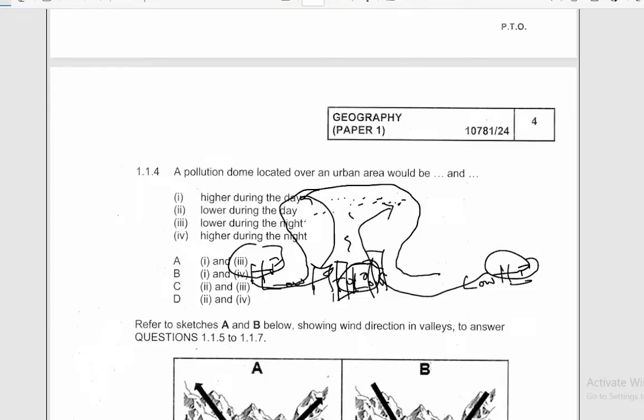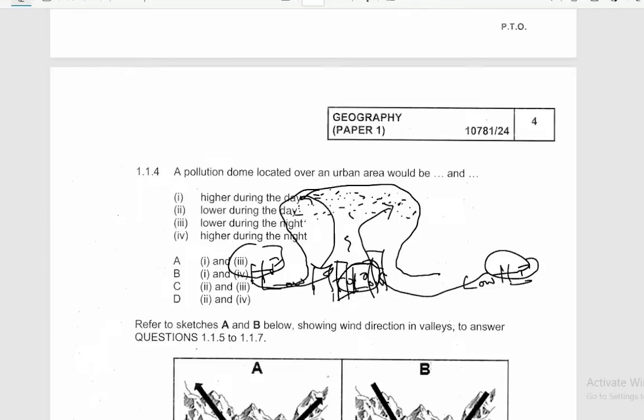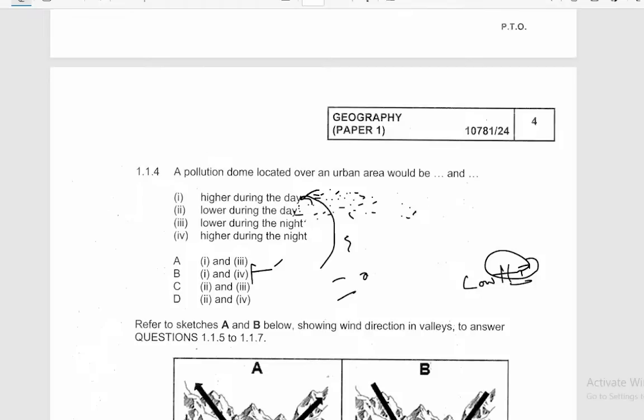Remember, the pollutants are coming from the industrial activities happening in the urban area. But as incoming air converges into the urban area, it tends to uplift these pollutants and they are elevated into the upper atmosphere. That is why we have the pollutants being scattered up in the atmosphere during the day. But at night, the situation is not the same as what happens during the day. This is the day situation of a pollution dome in an urban area.